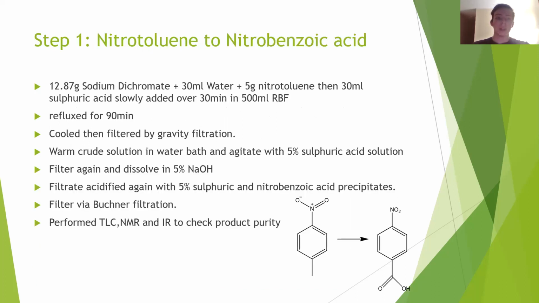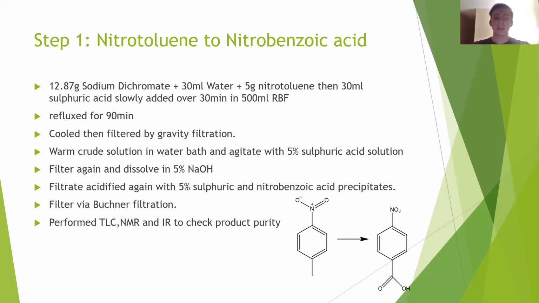In the first step, we added 12.87 grams of sodium dichromate and 30 milliliters of water, plus 5 grams of nitrotoluene, into a 500 ml round bottom flask. Then we slowly added 30 ml of sulfuric acid over the next 30 minutes. We then allowed it to reflux for 90 minutes, setting it up with a heating mantle and hooking up to a condenser.